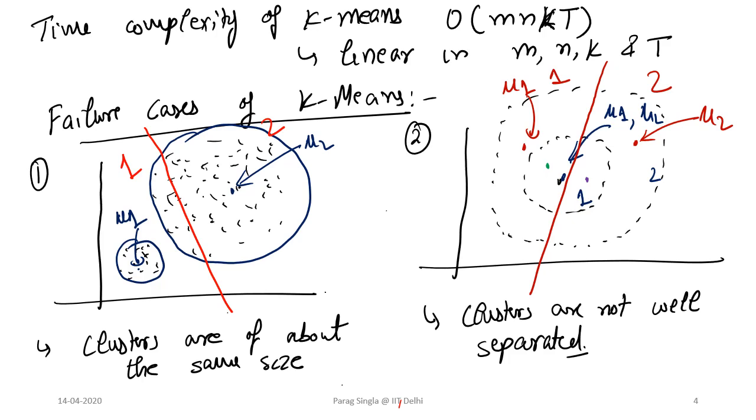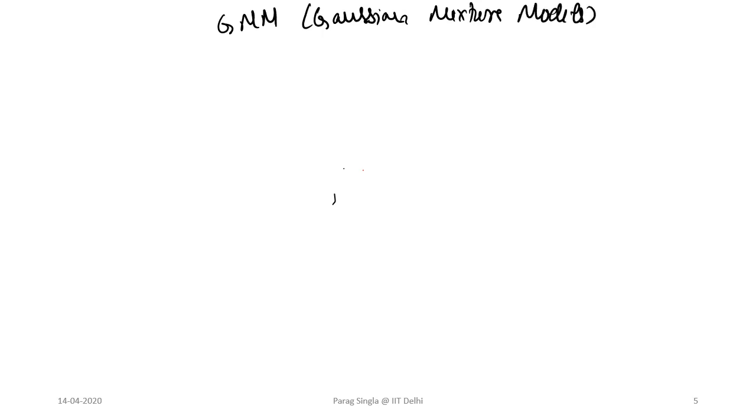These two failure cases really motivate us to design or think about other algorithms which can actually handle these, and that brings us to Gaussian mixture models. Okay, so let's get started with GMM, or Gaussian mixture models, which we will see can solve some of the problems that we saw with k-means clustering.